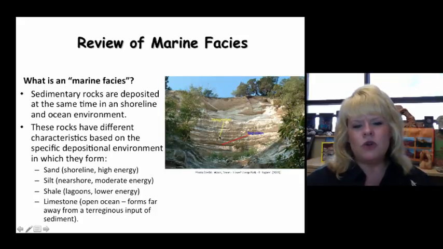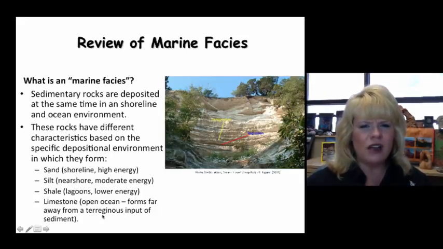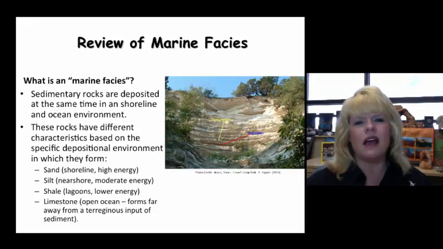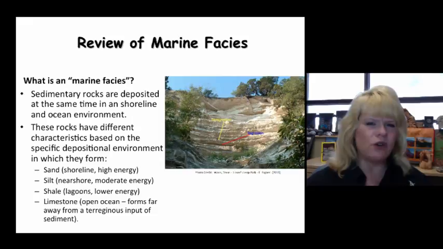So the limestone is farther away from the coastline. So if I have limestone on a continent, that means the water was either deeper or further away from the coastline in the right conditions to make limestone. But if I have shale, it means it's a little shallower water, and it was closer to the terrigenous input because it's still making detrital shale rock.